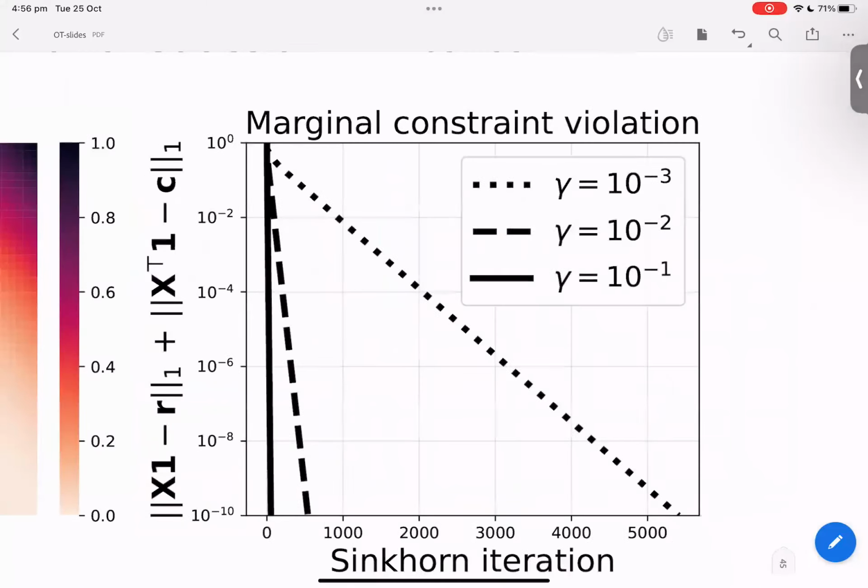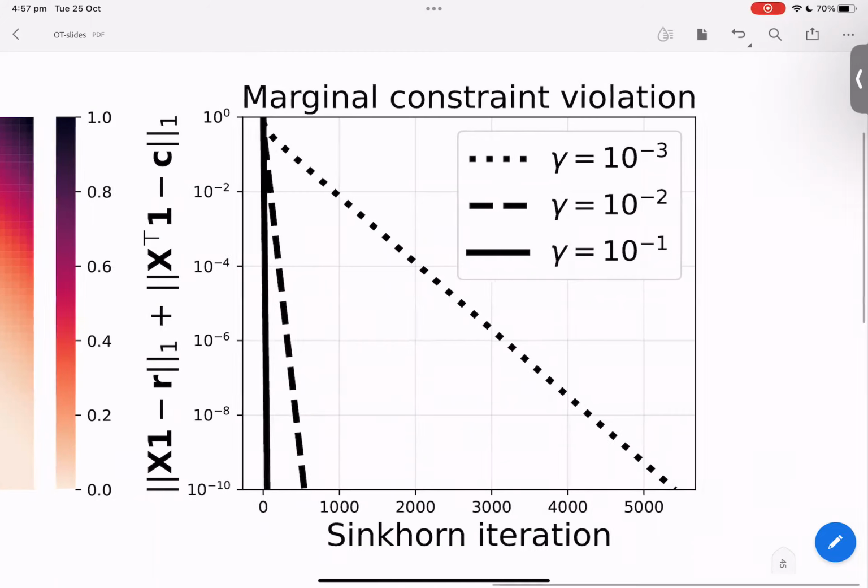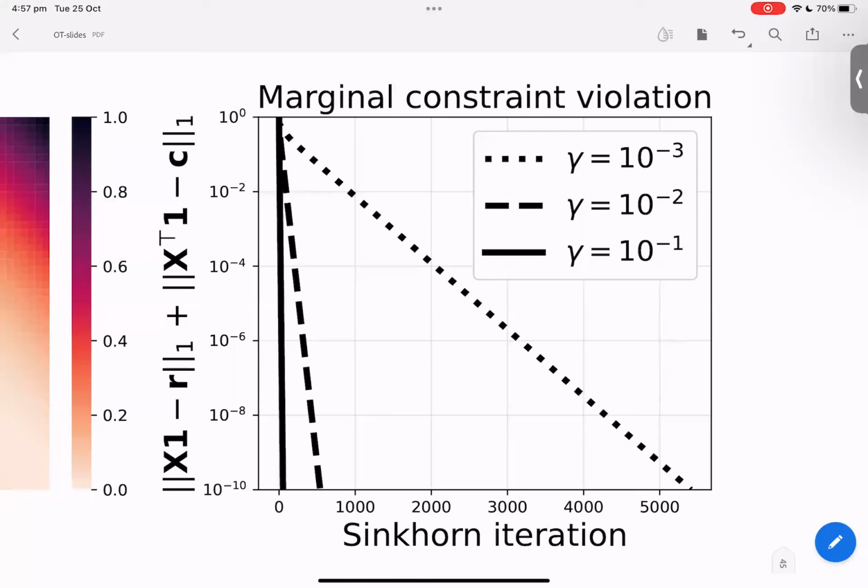And if I run Sinkhorn, you will see that this is the marginal constraint violation. The y-axis is basically just the sum of the two marginal constraint violations. And I plotted for three different regularization strengths, 10 to the negative 3, negative 2, and negative 1. So you will see in here that when gamma equals 10 to the negative 1, it converges really fast, right? It only took a few iterations to converge to a solution with a very low tolerance. But as you decrease the regularization strength, you will see that it converges much more slowly.